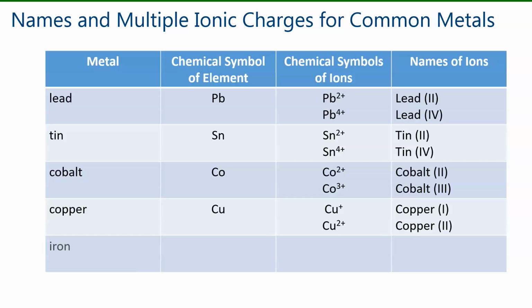And our last example is the metal iron, with the chemical symbol capital F lowercase e. When we look iron up on the periodic table of ions, we can see that we have iron 2 and iron 3, and we use our Roman numerals to indicate this.